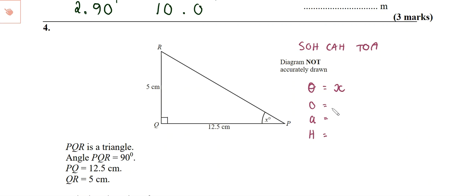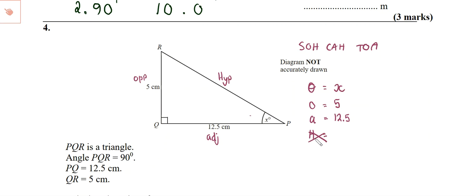What's the opposite side to that angle? 5 centimeters. That's the 5, so that's the opposite side, so I can do 5 there. The adjacent side is the one that makes the angle, next to the angle, it's not the longest, so that's 12.5. And the hypotenuse, therefore this is the hypotenuse, but we don't know it and we're not asked to find it. So we'll cross that out.